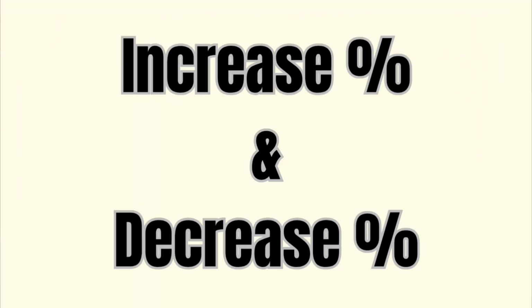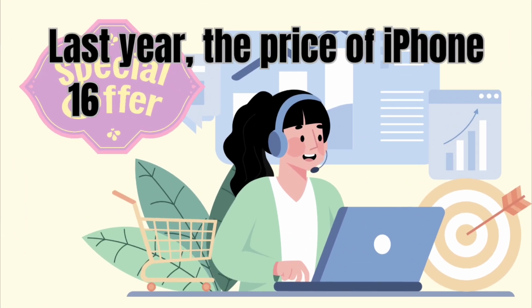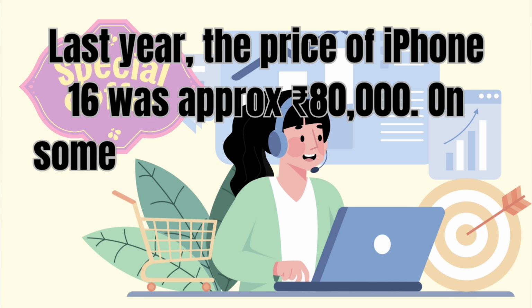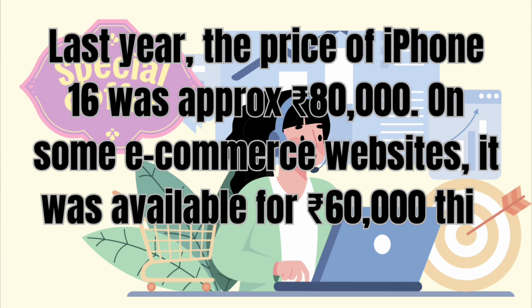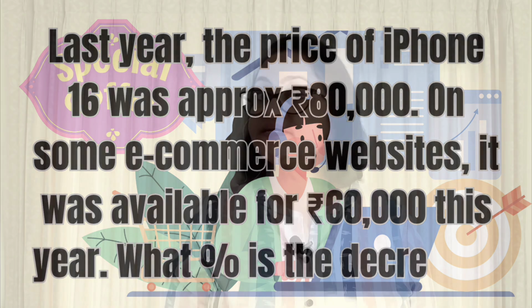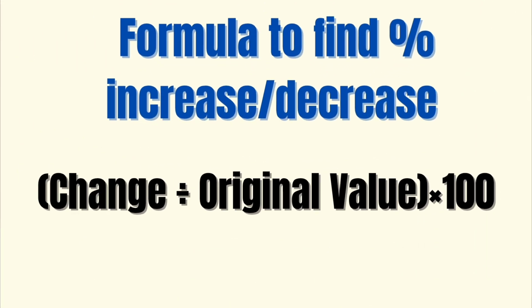In our daily life, we see increase and decrease in prices, marks, etc. Next, we are going to learn how we can calculate this increase and decrease in percentage. First example is, last year the price of iPhone 16 was approximately 80,000 rupees. And on some e-commerce websites, it was available for 60,000 rupees this year. What percent is the decrease? To find increase or decrease percent, we use a formula, which is change divided by original value multiplied by 100, or change upon the original value multiplied by 100.